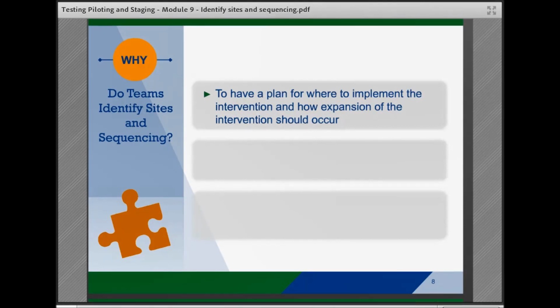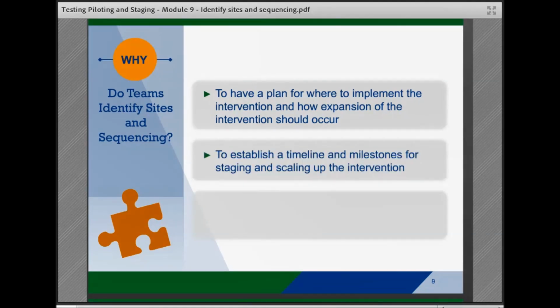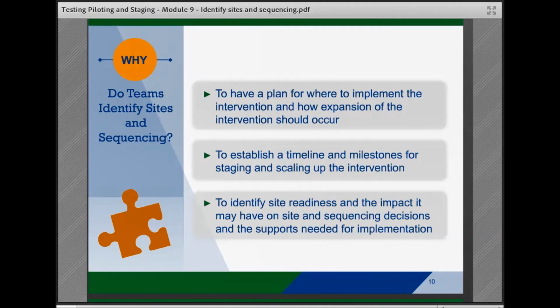Teams identify sites and sequencing to have a plan for where to implement the intervention and how expansion of it should occur. To establish a timeline and milestones for staging and scaling up the intervention. And to identify site readiness and the impact it may have on site and sequencing decisions and the supports needed to implement.